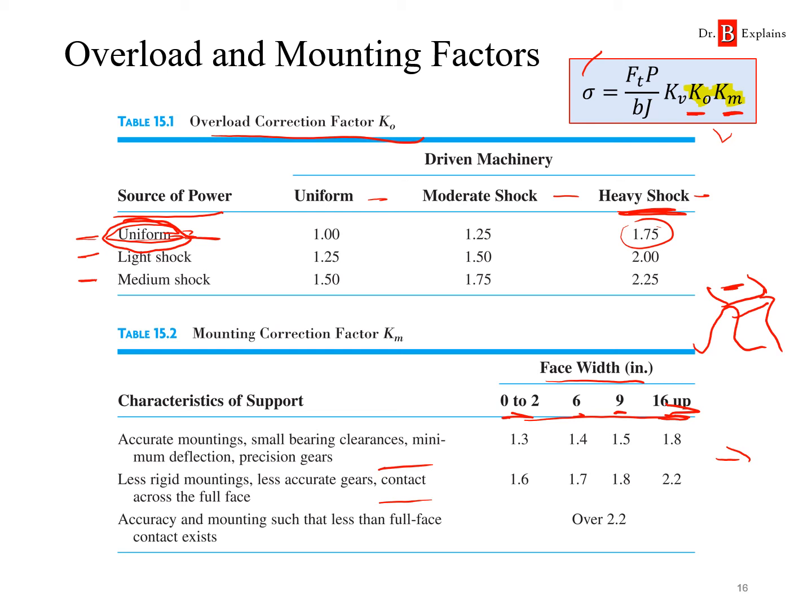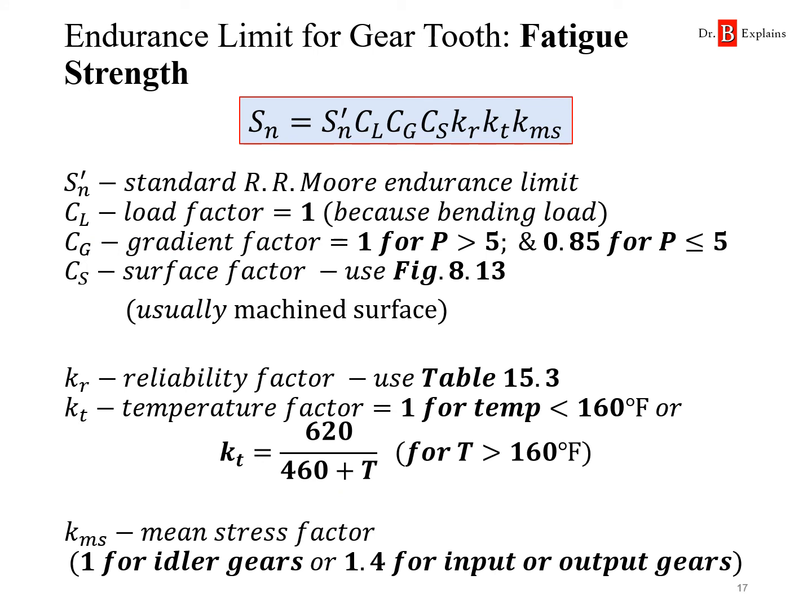And then what else is going to play? Well, the support. If you have accurate mounting, small bearing clearances, minimum deflection, high precision gears, all right, you're going to have low factors. But as you go with less rigid, less accurate gears or crappier bearings, then you can see these numbers as we go down, they're going to be increasing.